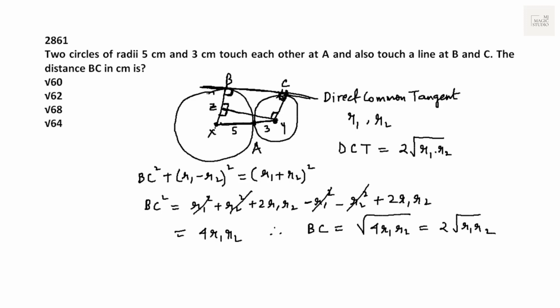Now in this case, R1 is 5 and R2 is 3. That means the length of the direct common tangent is 2 times root over 3 into 5, that is root 15. Now all the options are in a single root. So when 2 goes inside, it is 4, and 4 into 15 is 60. That is equivalent to root 60, which is option A.